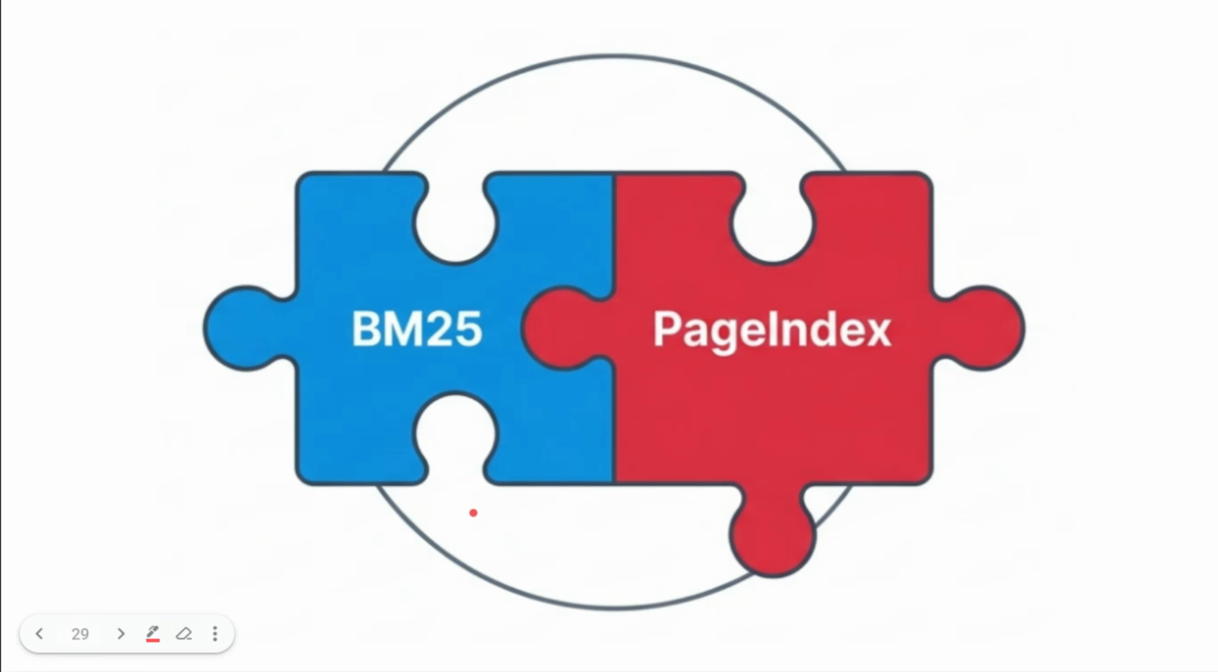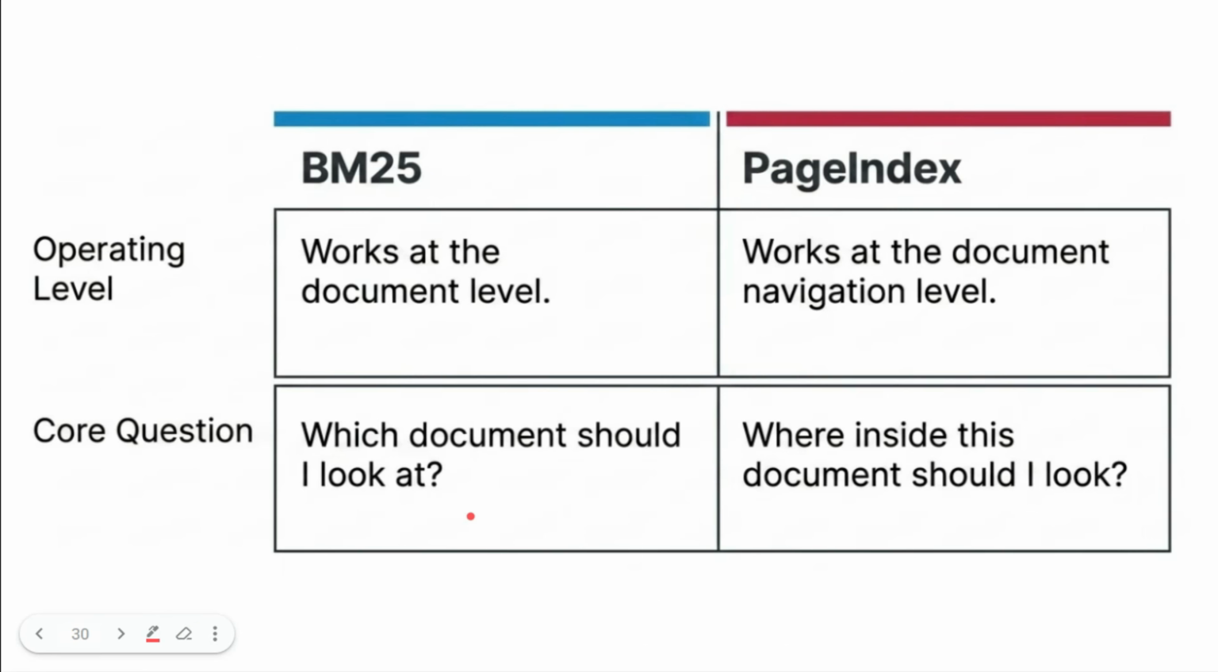Now let's understand how BM25 and page index work together. But remember, we are not replacing BM25. In fact, we are combining the two approaches. That is very important. BM25 and page index have different jobs. BM25 works at document level, whereas page index works at document navigation level.